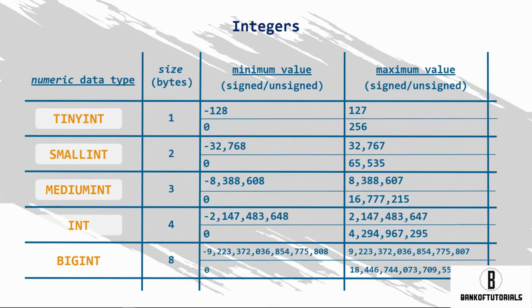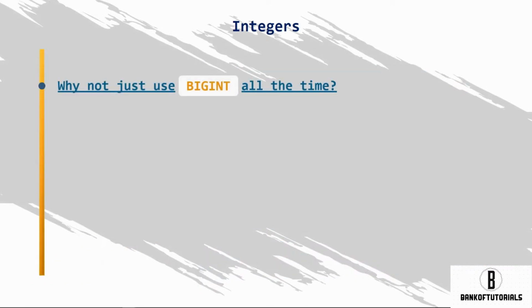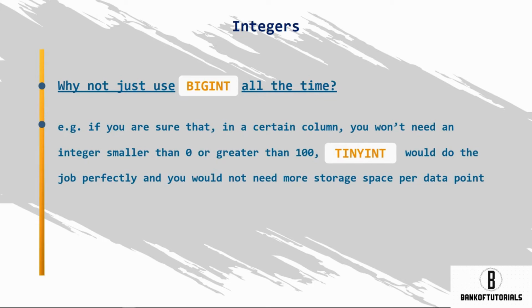Now, you are probably asking yourself, why not just use big int all the time? It is the largest interval available for integers, so why bother with smaller integer data type formats? The answer comes with the idea of improving efficiency in terms of computer processing speed. If you are sure that in a certain column you won't need an integer smaller than 0 or greater than 100, for instance, when you are registering the scores of a test, tinyInt would do the job perfectly, and you would not need more storage space per data point. Thus, depending on the data that will be inserted in a certain column, a smaller integer type may suffice and increase the processing speed.